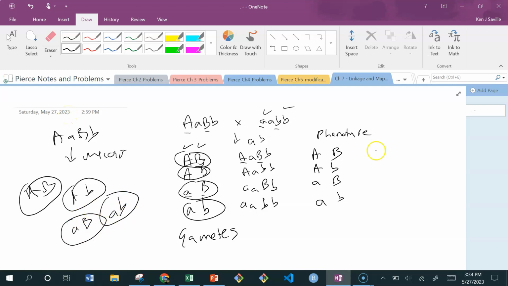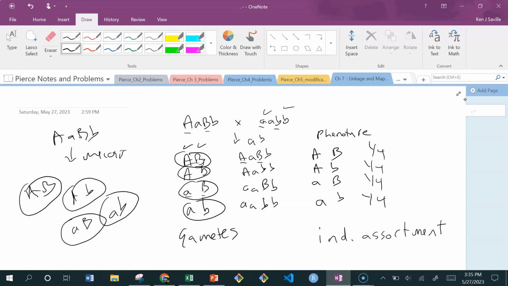And we know that if there's independent assortment, we get an equal amount. So this is the test for independent assortment. We saw that if we do a dihybrid cross, we always get a 9-3-3-1 if there's independent assortment. Now, with a test cross, we're going to get 1-to-1-to-1-to-1 if there's independent assortment.